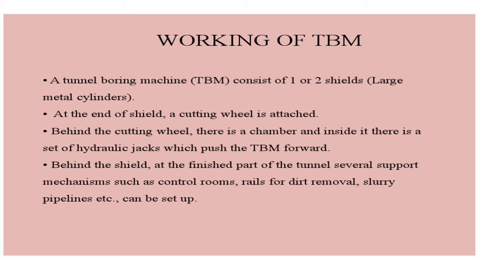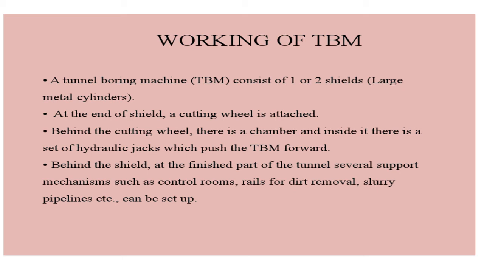Working of the tunnel boring machine. A tunnel boring machine basically consists of one or two shields, that is, large metal cylinders. At the end of the shield, a cutting wheel is attached. Now behind the cutting wheel, there will be a chamber. I have shown you the figure. A long lengthy portion is there. So behind the cutting wheel or cutting edge, you will be having a chamber. And there is a set of hydraulic jacks which will move the TBM machine forward.